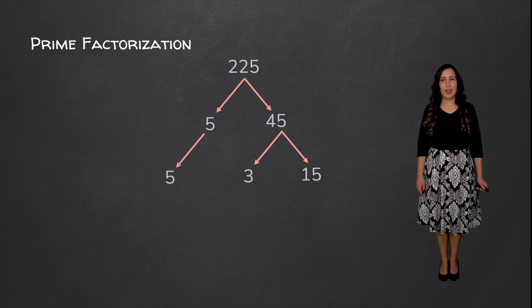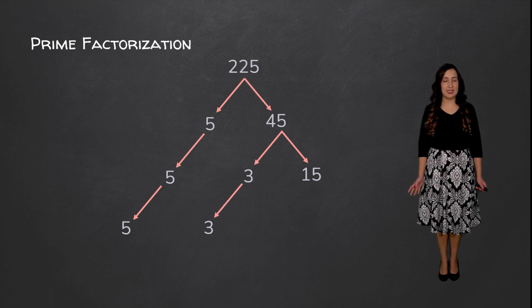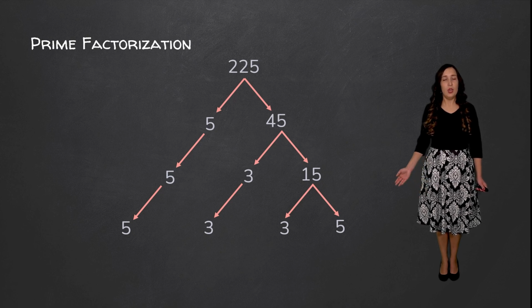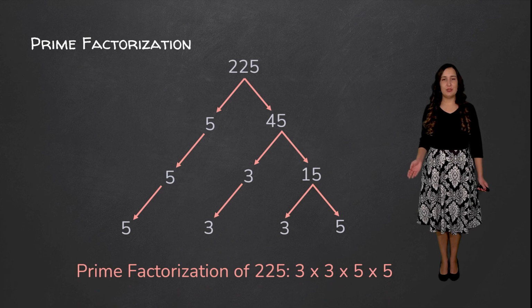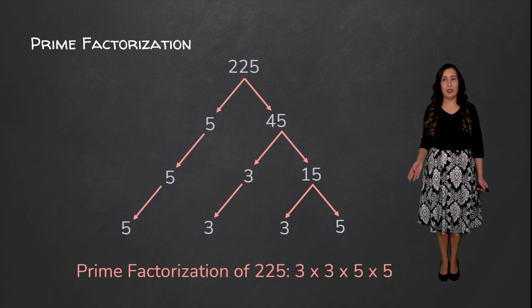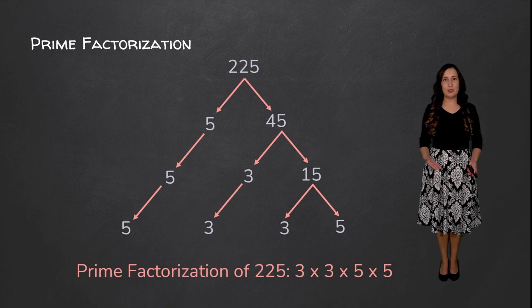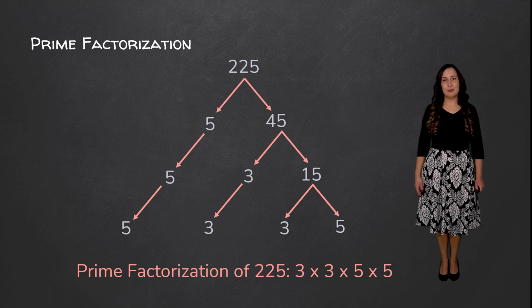Now again, starting with the 5, that's prime, so I'm going to bring it down again. The 3 is prime, so I'm going to bring it down again, but the 15 isn't. And we could break down the 15 into 3 and 5, okay? So we end up with the same four numbers, perhaps in a different order, but all four numbers are the same. So the prime factorization of 225 is equal to 3 times 3 times 5 times 5. Remember that our final answers all have to be prime, and then when we multiply these numbers by each other, they should give us the original number we started with, all right? And that's it for prime factorization.